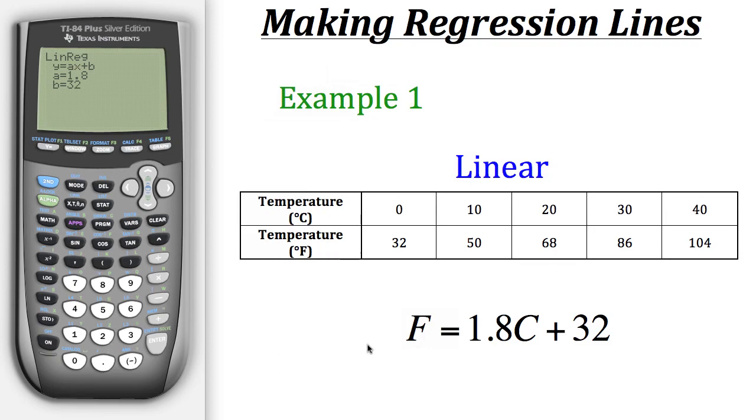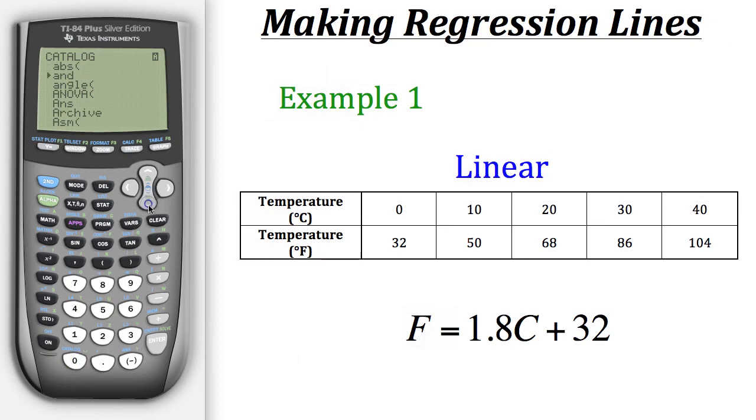Now there's a way we could check our regression line to see how accurate it is compared to our data. Now the way to do that is to turn Diagnostics on. Now that option you could find under Catalog, which is this blue word above the 0 button. So to get to it, we'll hit second 0.